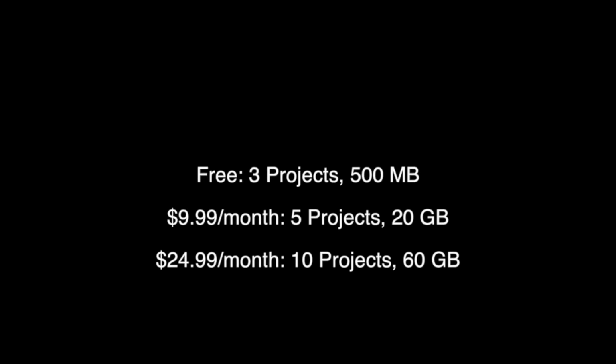And when I say projects, again, it's what you share. So project is on the cloud. So you can have as many sessions as you want locally. But projects that you're working on, you can only have 3 on the free, 5 on the $9.99 a month, which includes 20 gigs of storage. And then $24.99 a month includes 10 projects and 60 gigs. You're not limited to that number of projects to work on in a month. You're just limited to that number of projects that can exist on the cloud at once, right?